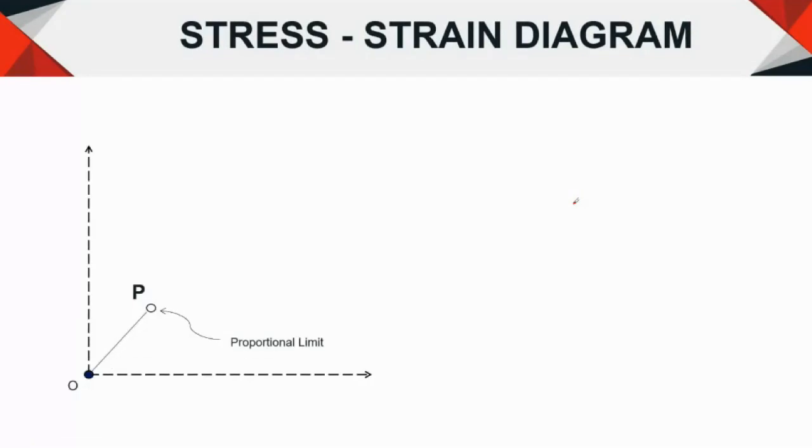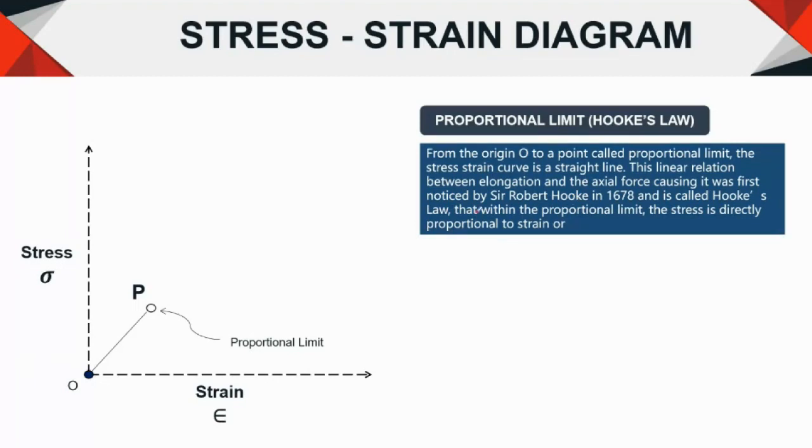So, first, we have here yung ating proportional limit. Yan. So, from the origin O to a point called proportional limit, the stress-strain curve is a straight line. So, this linear relation between elongation and the actual force causing it was first noticed by Sir Robert Hooke in 1678, and it is called the Hooke's law, that within the proportional limit, the stress is directly proportional to the strain. So, meron tayo straight line. So, ba't straight line? Ibig sabihin nun is, kung gaano nag-i-increase yung stress natin, equal lang siya sa pag-increase ng strain natin. So, yun si proportional limit.